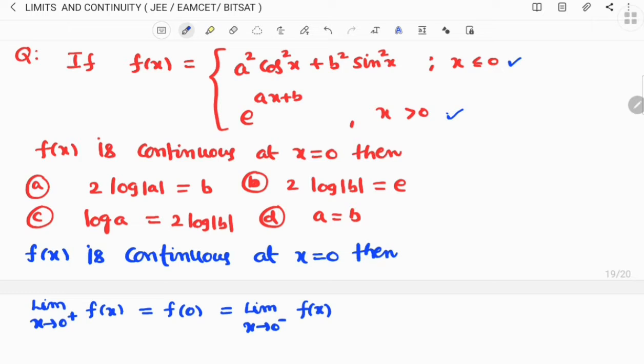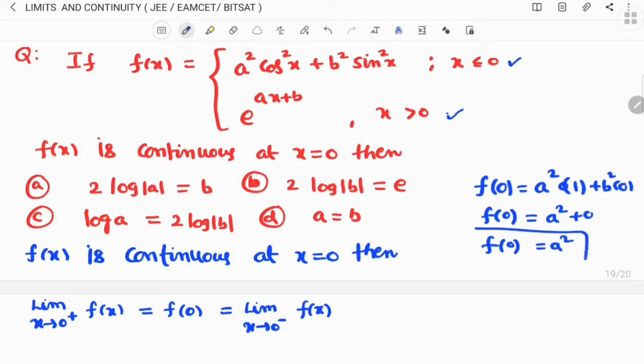Before that I am calculating here the f of 0 value. X is less than or equal to 0. X is equal to 0, substitute in this, you will get f of 0. So x is equal to 0 substitute means a square into cos square 0, cos 0 value 1, plus b square into sin square 0, sin 0 is 0 now. So f of 0 value will become a square plus 0. So f of 0 value is a square. Keep this aside, we will use it in the coming steps.